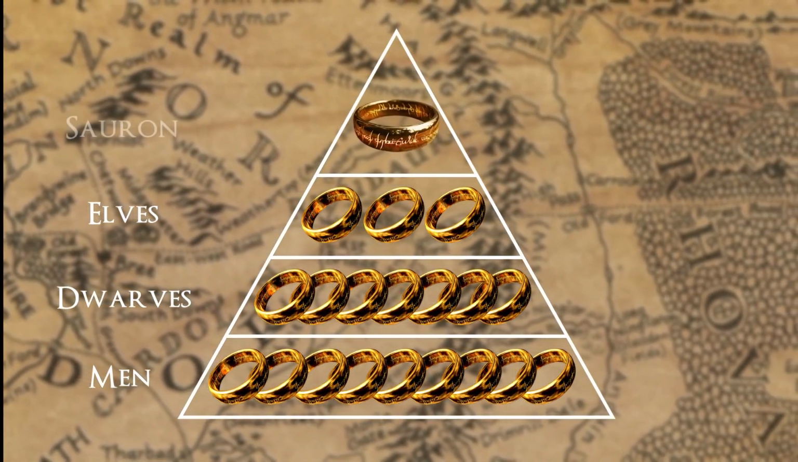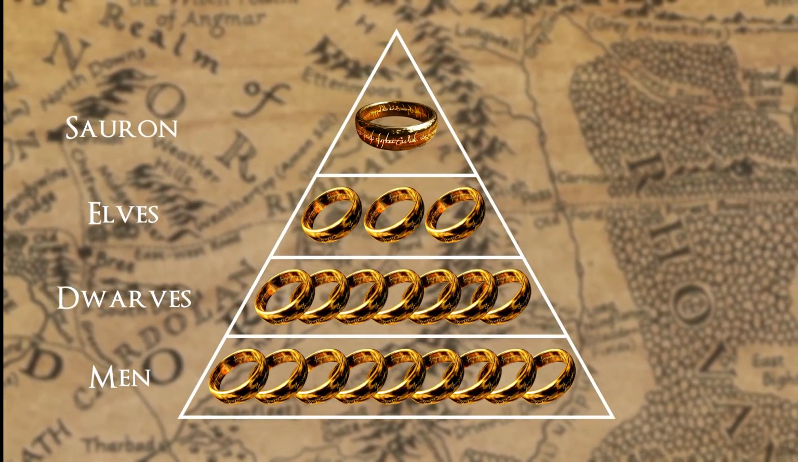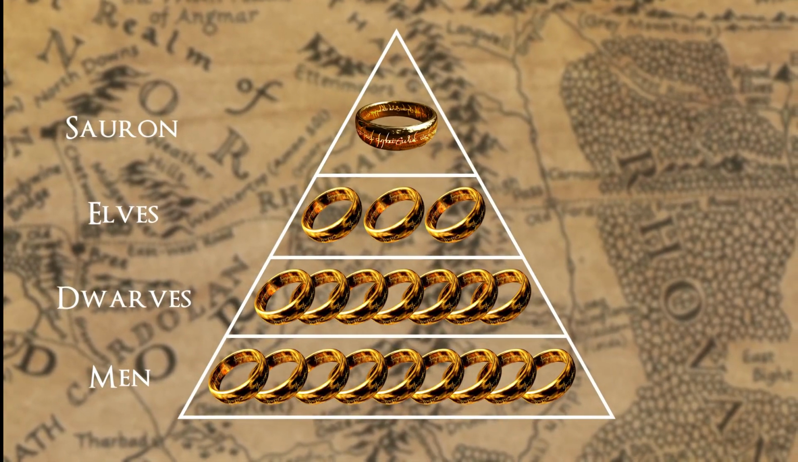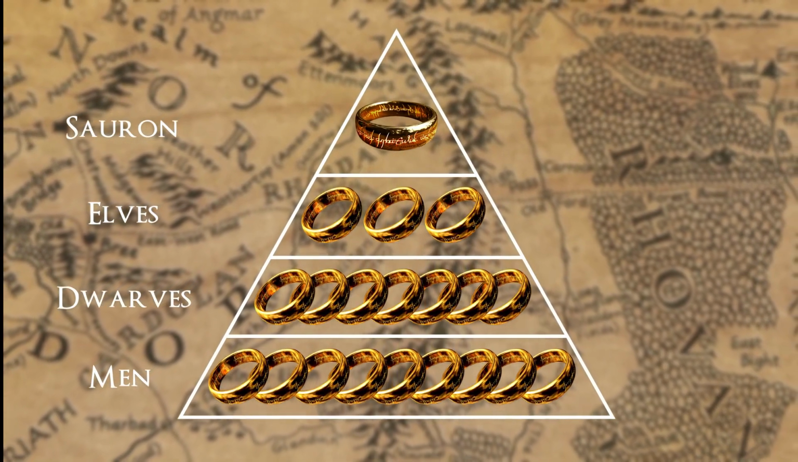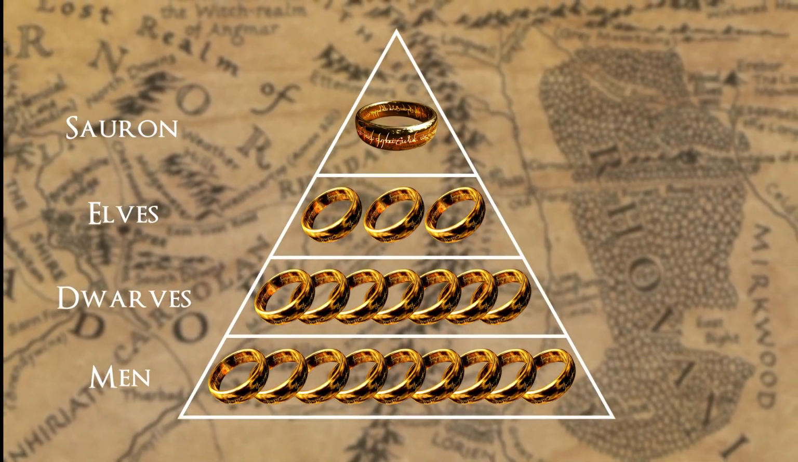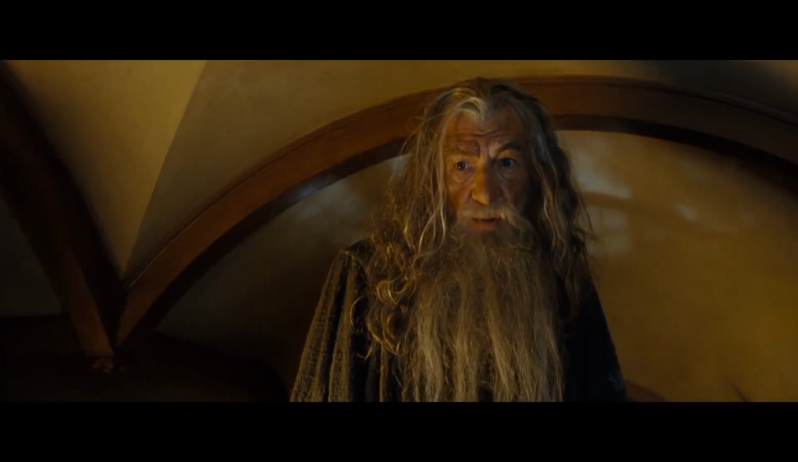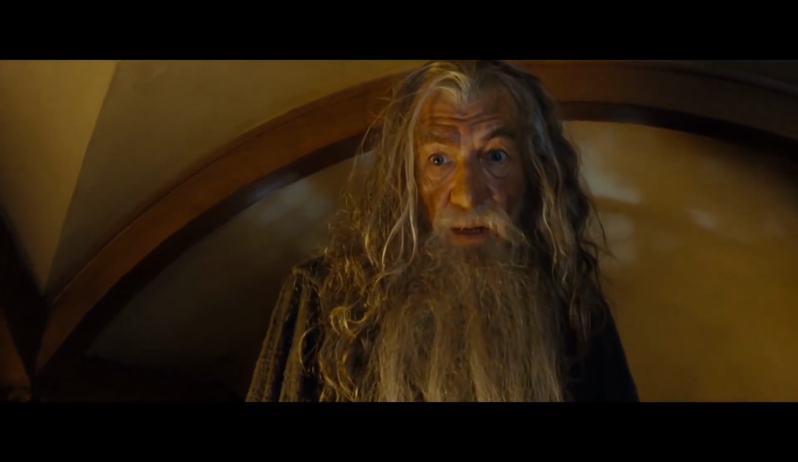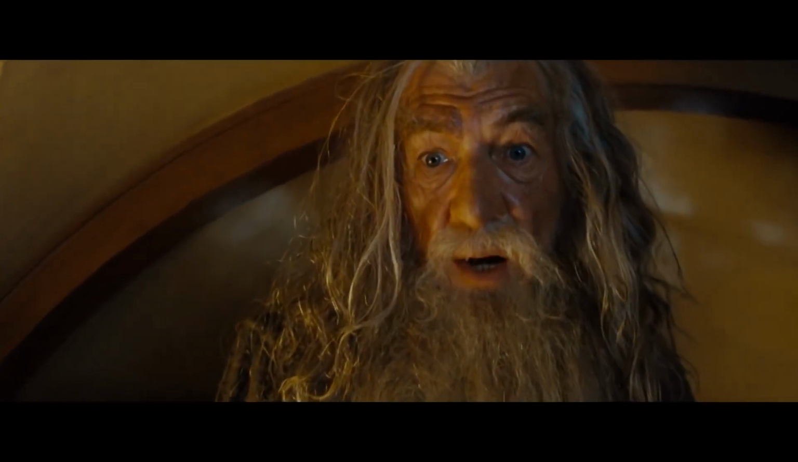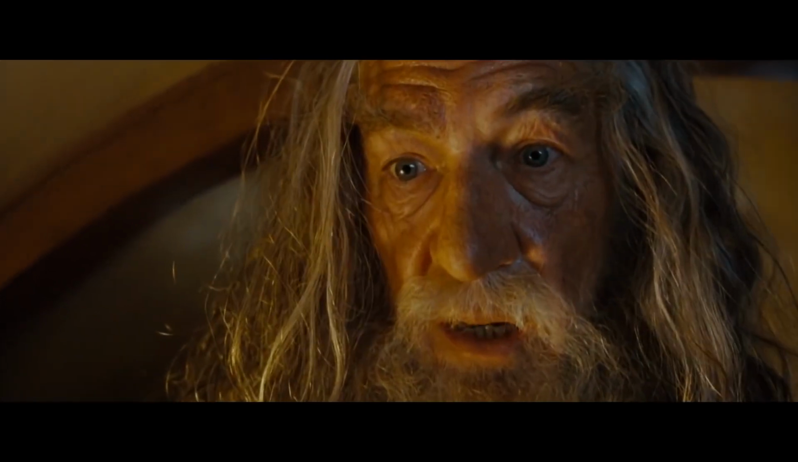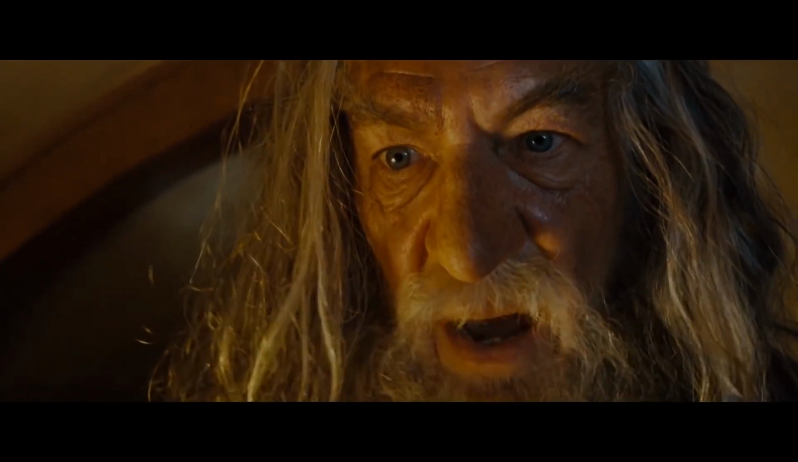But the One Ring is for the Dark Lord on his dark throne in the land of Mordor where the shadows lie. One ring to rule them all, one ring to find them, one ring to bring them all, and in the darkness bind them.